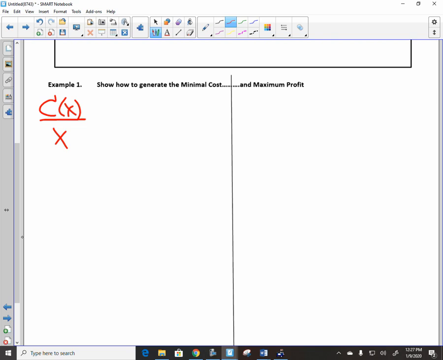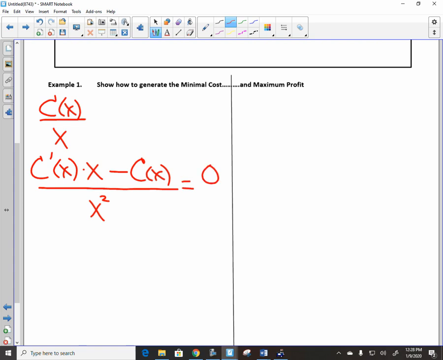Derivative of the top, C prime, times what? X, minus the derivative of the bottom, 1, times the top, all over x squared. We're going to set that equal to what? 0.